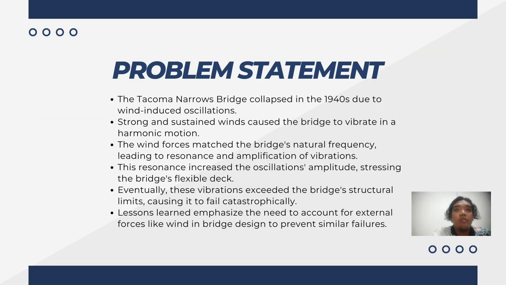For the problem statement, the Tacoma Narrow Bridge collapsed in the 1940s due to wind-induced oscillation. Strong and sustained wind caused the bridge to vibrate in a harmonic motion. The wind force matched the bridge's natural frequency, leading to resonance and amplification of vibration. This resonance increased the oscillation amplitude, stressing the bridge's flexible deck. Eventually, this vibration exceeded the bridge's structural limit, causing it to fail catastrophically.